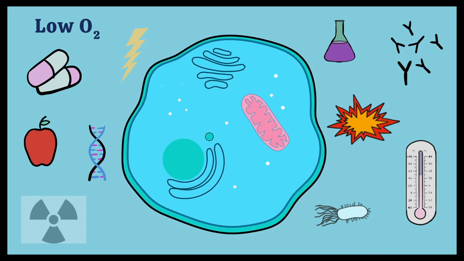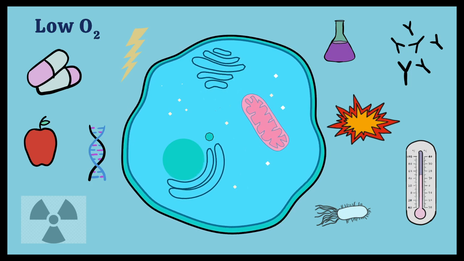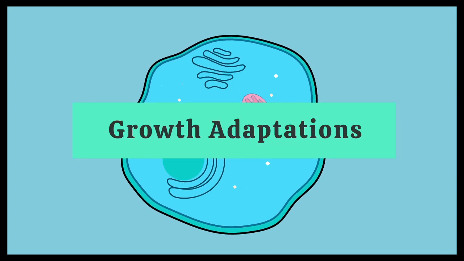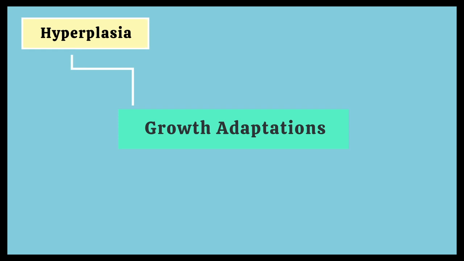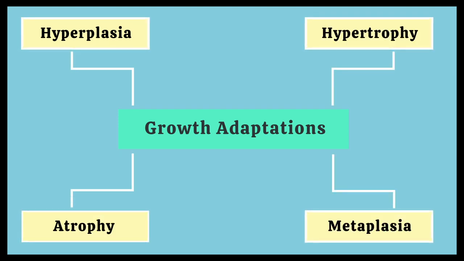So during these stresses, the cells in our bodies first try to adapt so they can face the challenges better. This is called growth adaptation. In this video, we will talk about hyperplasia, hypertrophy, atrophy, and metaplasia.